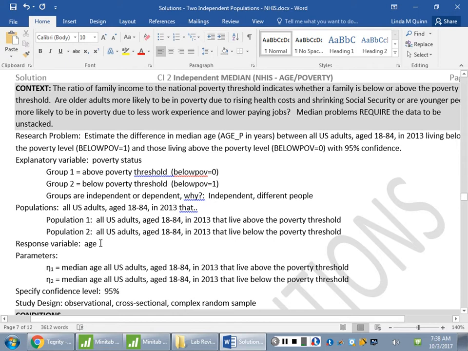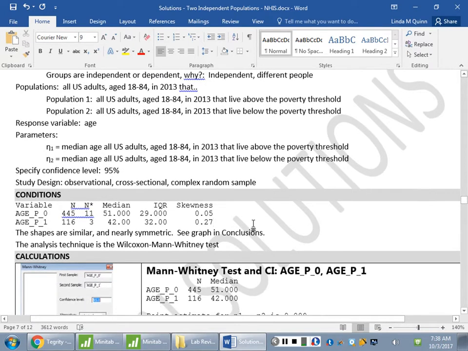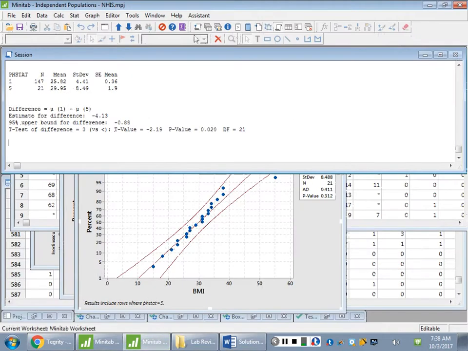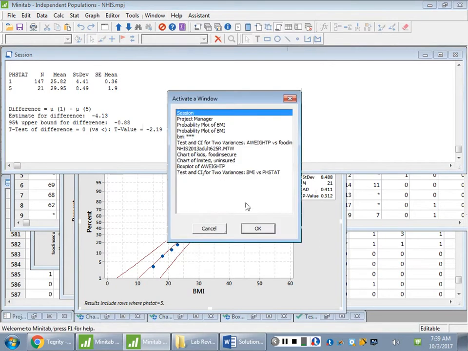We're looking at age, and so now it's the median age for the population and the median age for the second population. Confidence interval 95%. In the condition section, it says, just talk about the graph in the conclusion section. So let's do that. Now I want to remind you, you want to make sure that you make the entire data set the active data set to start with. So I'm going back to my original data set, which is here.